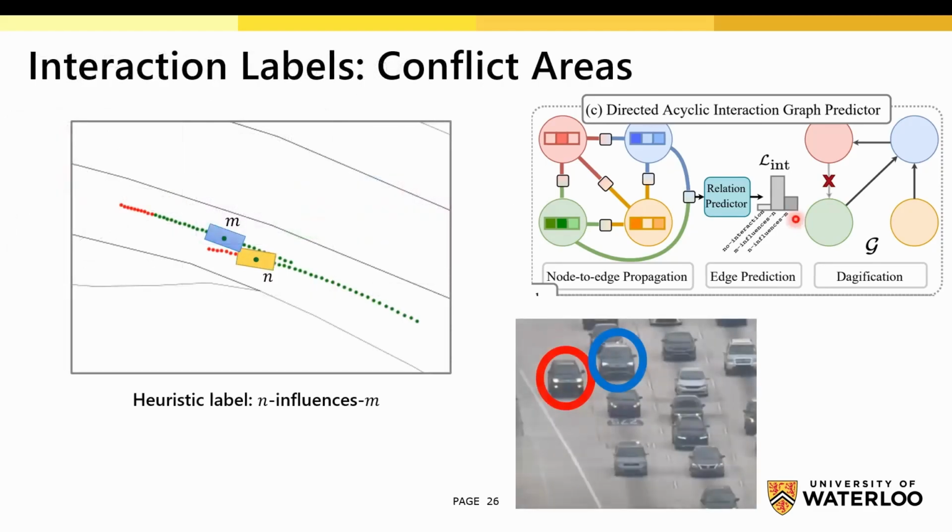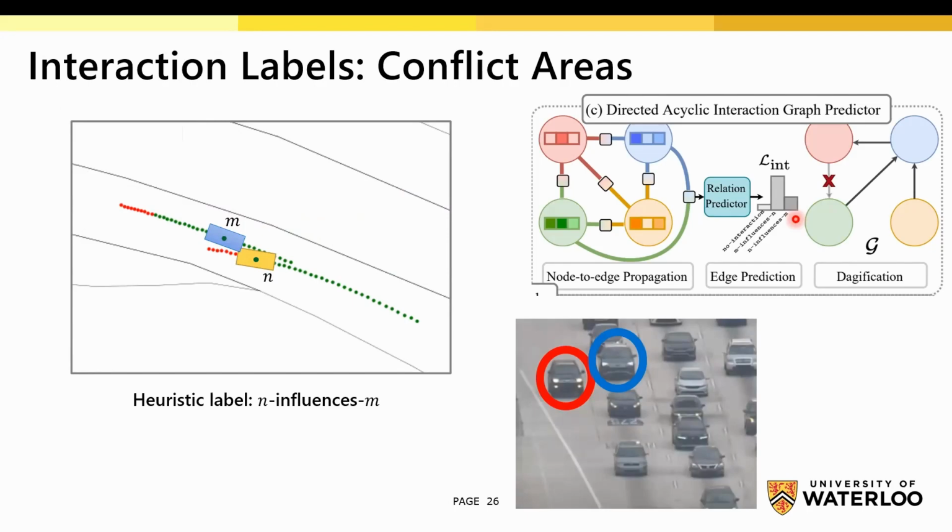And so to derive the interaction labels, we take inspiration from the concept of conflict areas. By which I mean that if two agents in their future are going to occupy some shared space, so there is a conflict area, then we say they are interacting. And whoever reaches the conflict area first is determined to be the influencer.